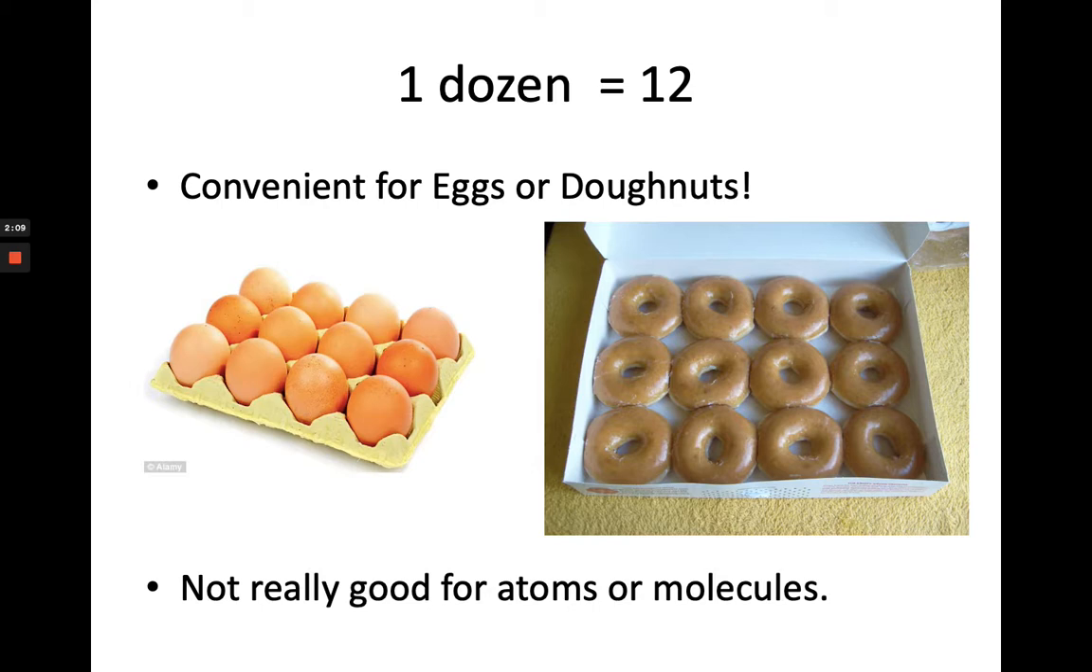It's much easier to bring donuts to a party or to a breakfast in a package of a dozen or several packages of a dozen than it is to try to bring individual donuts. So a dozen is really convenient for these types of things. Now, it's not good for atoms or molecules because atoms and molecules are so very small that you still wouldn't be able to see a dozen atoms or molecules. So we just need a much bigger number to group them in.